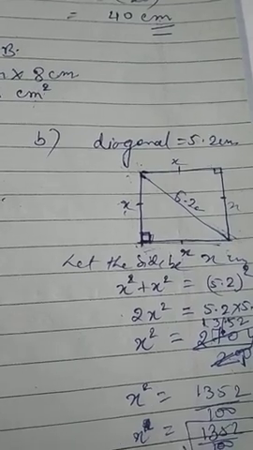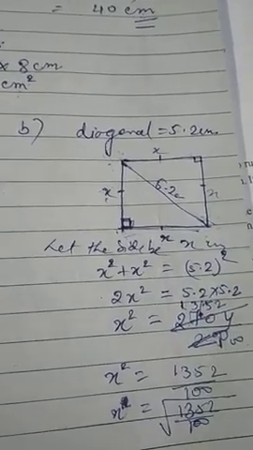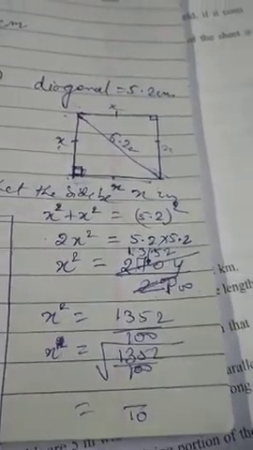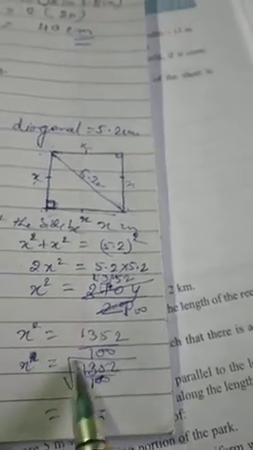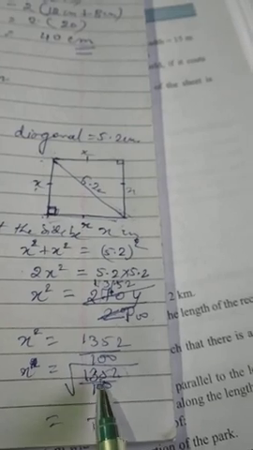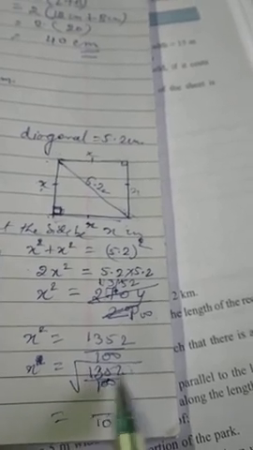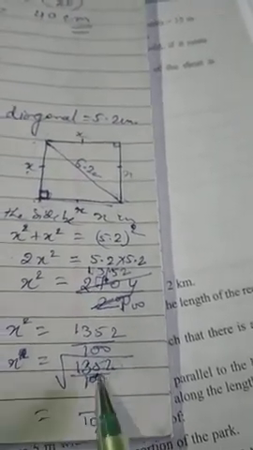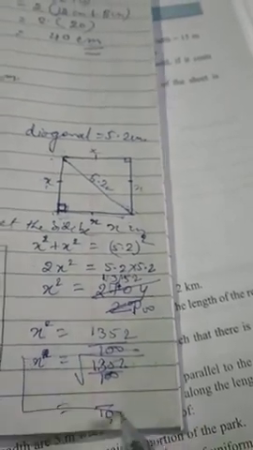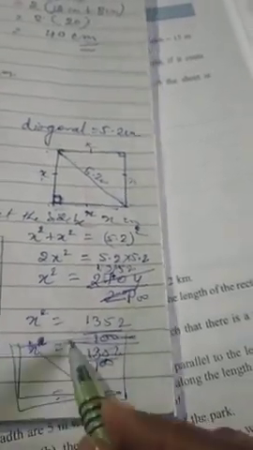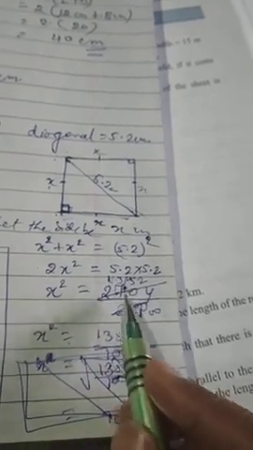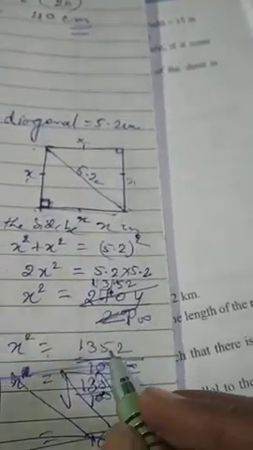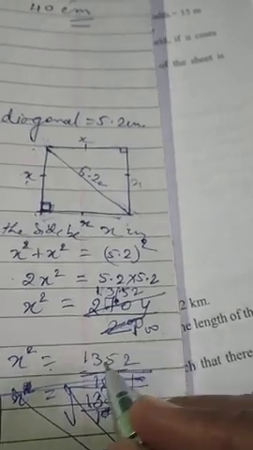For 1352, it is not an exact square, so we cannot get the square root. 100 we can get 10, but no need to take out the square root of this. Only write down x square value will be equal to 1352 divided by 100.